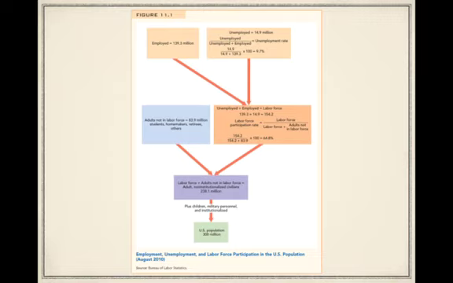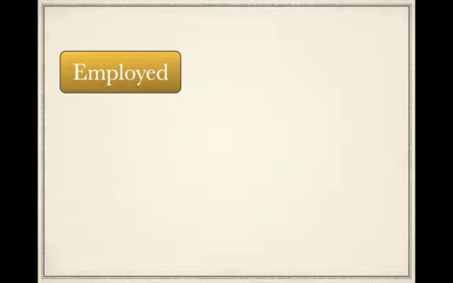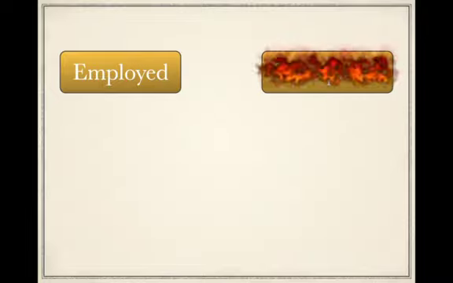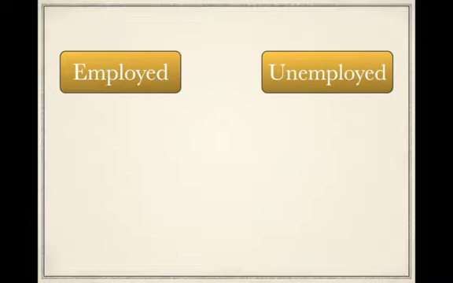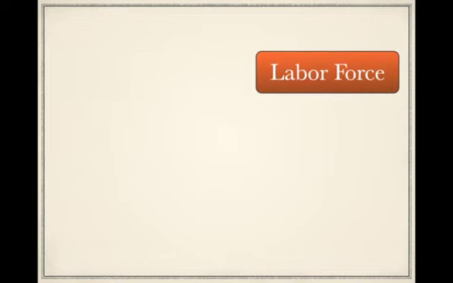I, of course, like to animate these as much as possible. So we have the number of people who are employed, who have jobs, and we have the number of people who are unemployed, who are actively looking for work and willing to take a job at the prevailing market wage but unable to find one. These two groups combined make the labor force.